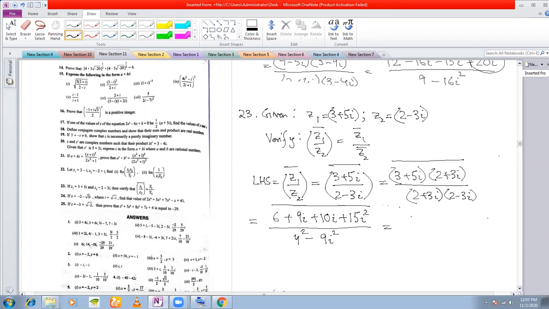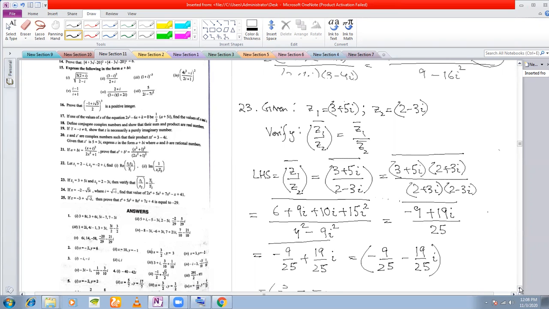So here you get 6 minus 15, which is minus 9, plus 19i divided by 16 plus 9, which is 25, and the conjugate of all this. Now you separate, you get minus 9 by 25 plus 19 by 25 times i, conjugate of this. And what do you get? Minus 9 by 25 minus 19 by 25 i. So finally we remove the conjugate in the last step. So this is our left hand side.